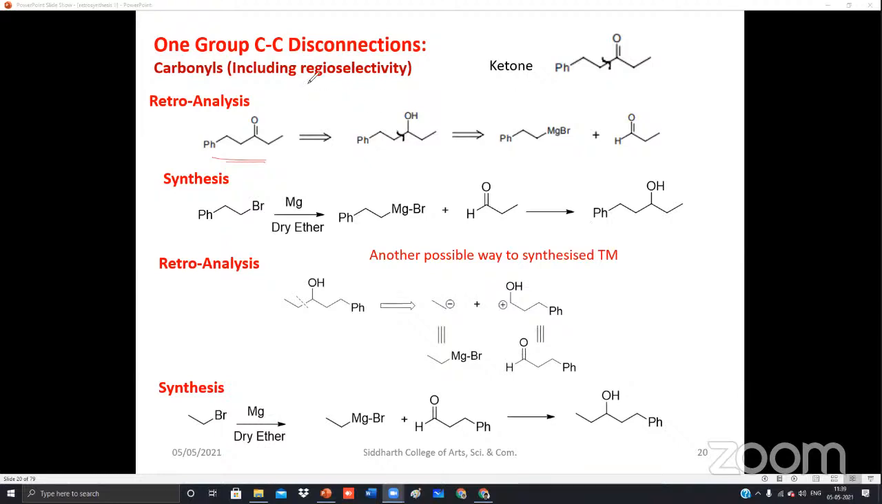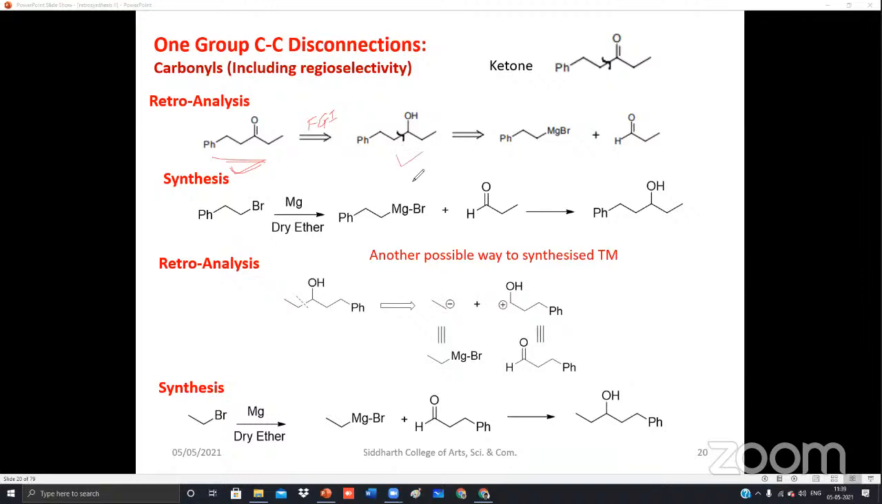Now suppose our target is a ketone. This ketone is not so easy to track in the synthesis. So what we are going to do is convert it through FGI, that is, functional group interconversion.